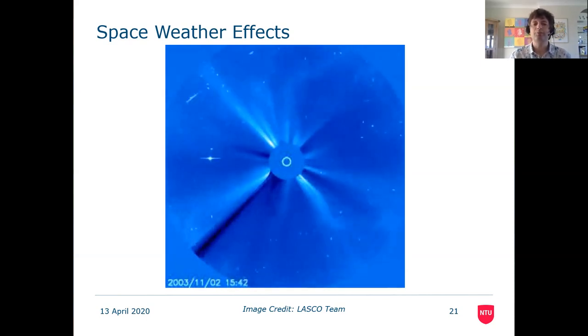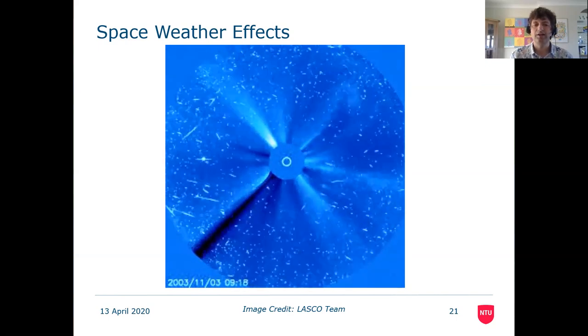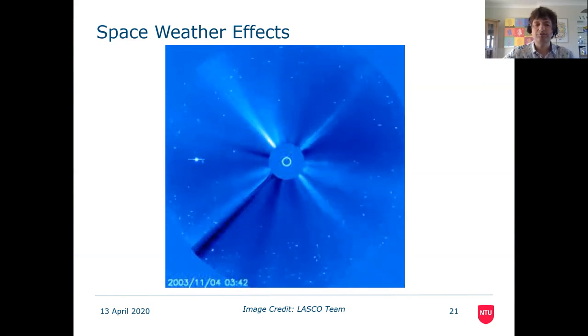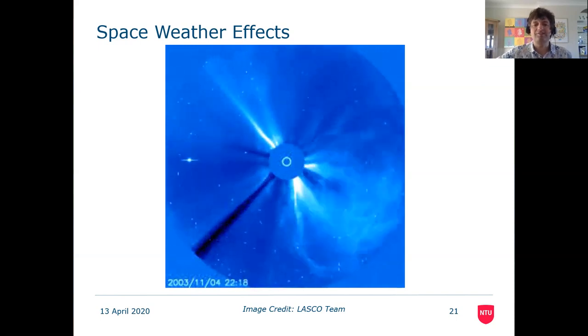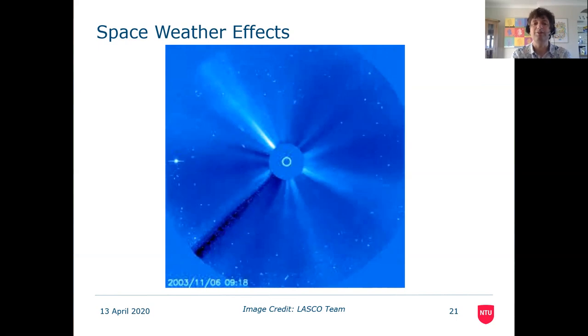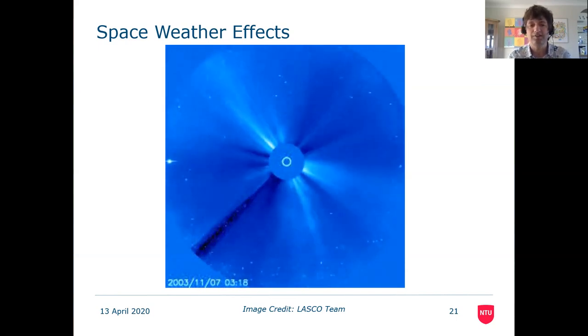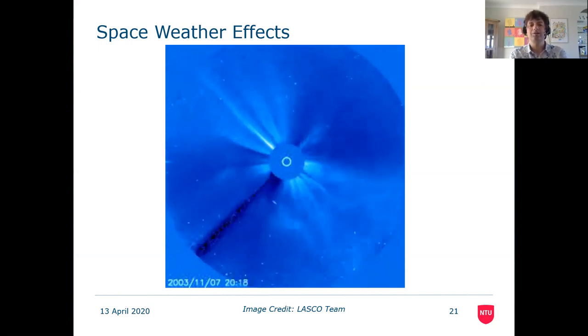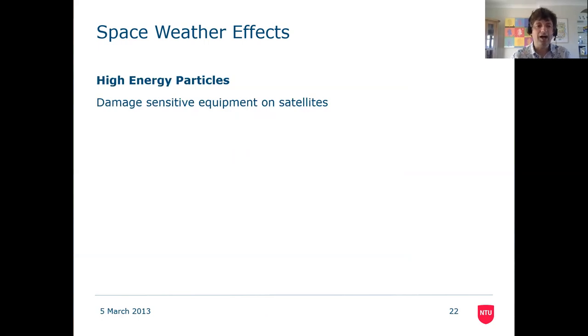We can get a phenomenon called spacecraft charging, where you can end up with different bits of a spacecraft being at different potential differences. A current flows to even those out, and suddenly this extra current can be very bad news for your spacecraft. In terms of the hardware on the spacecraft, ones can become zeros, zeros can become ones. That's bad news. And these space weather phenomena can damage things like the solar panels that keep many spacecraft running. So high energy particles can damage sensitive equipment on spacecraft.